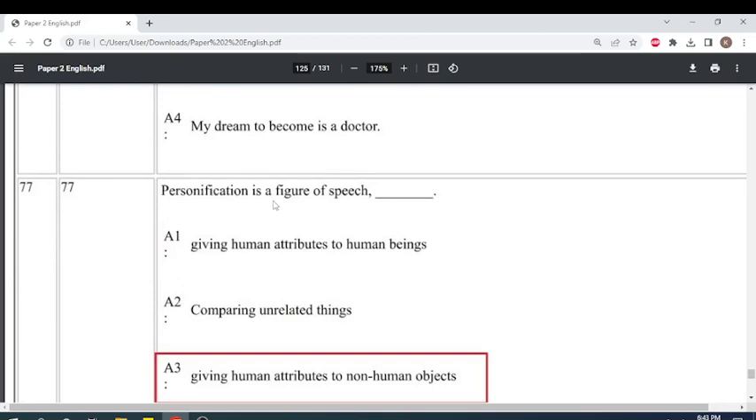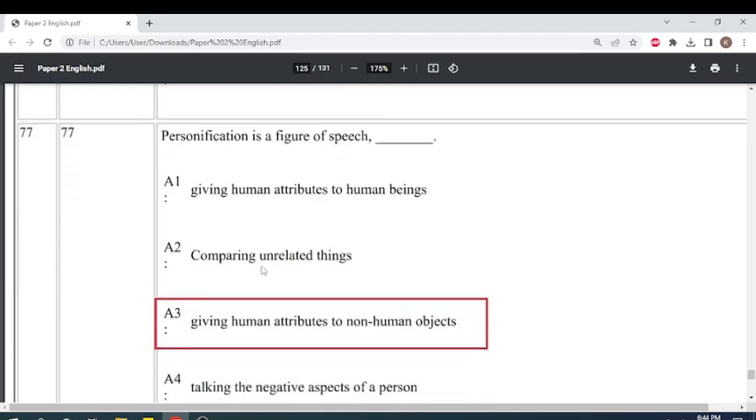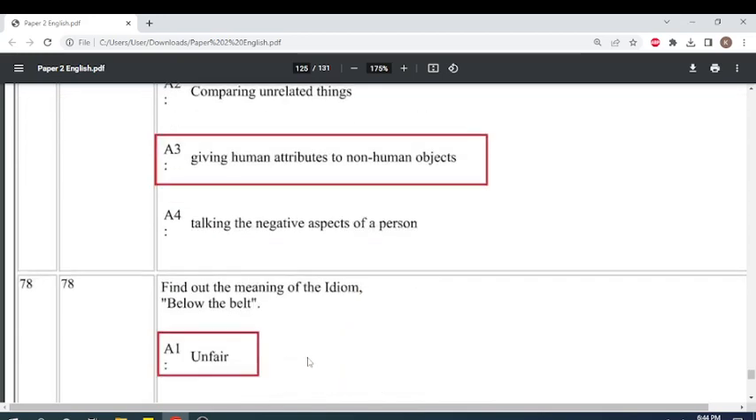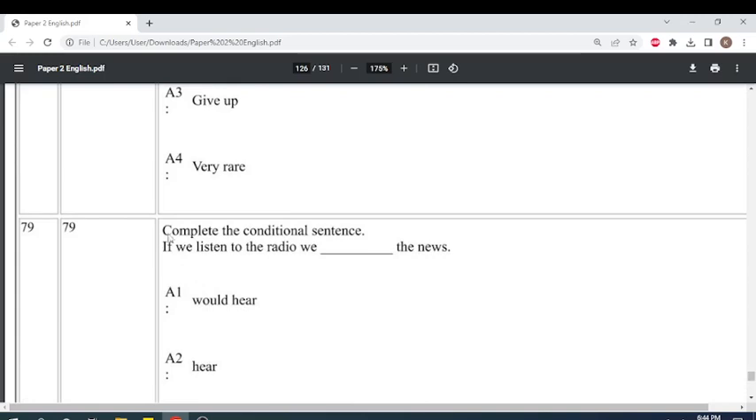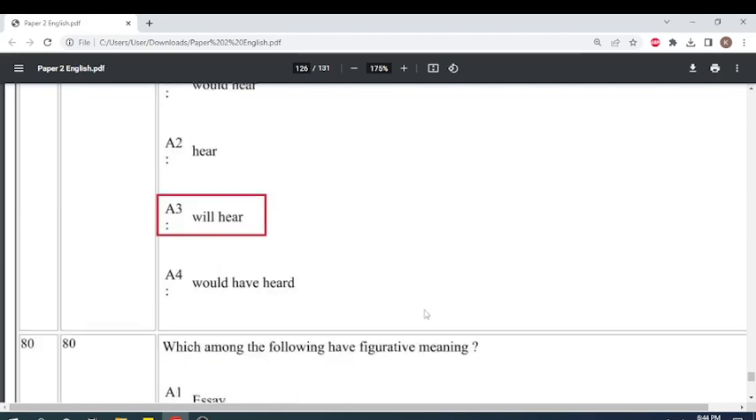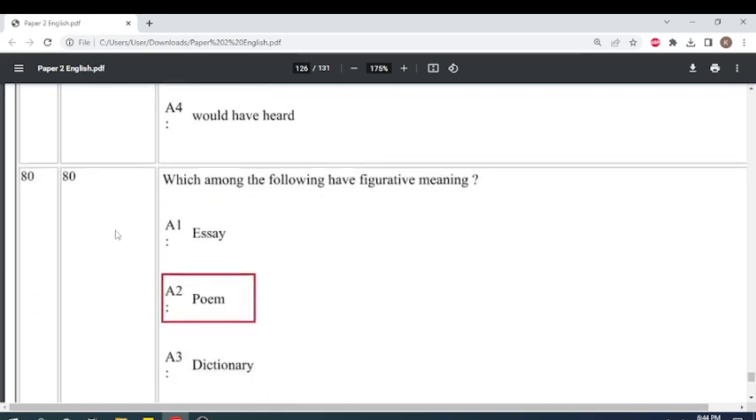77. Personification is a figure of speech dash. A3, giving human attributes to non-human objects. 78. Find out the meaning of the idiom below the belt. Answer A1, unfair. 79. Complete the conditional sentence. If we listen to the radio, we dash the news. Answer A3, will hear.